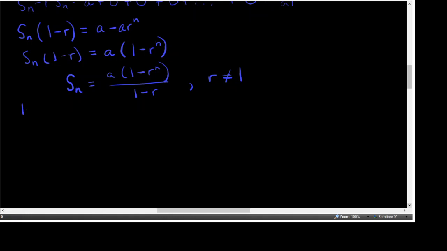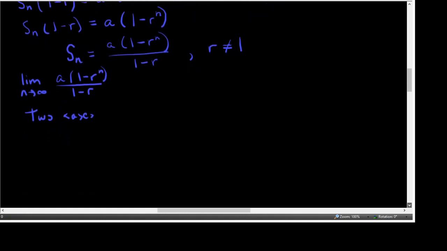I want to know if the geometric series will converge. So I'm going to take the limit as n approaches infinity of my S sub n formula. Now keep in mind, in this generic problem, a is just some unknown first term, just a constant, and r is the common ratio, also just a constant. So the only thing changing here is r to the nth. And we have two cases that we want to deal with.